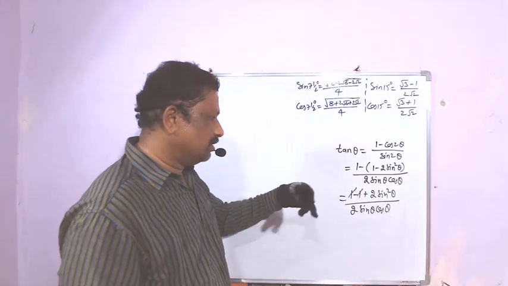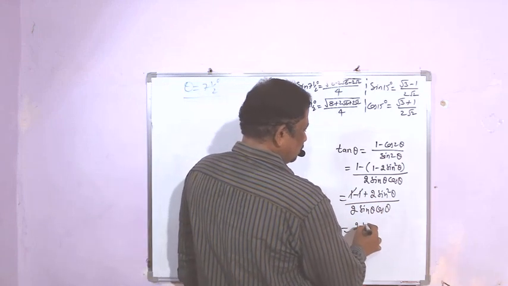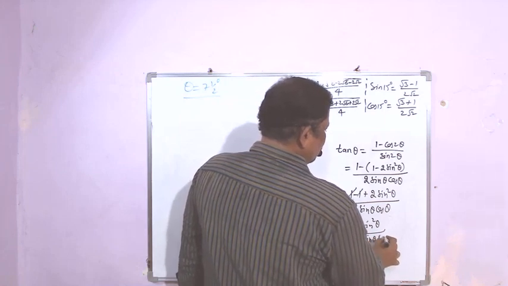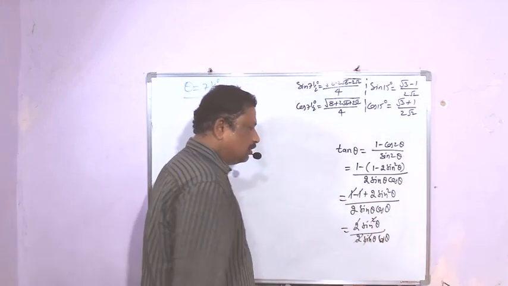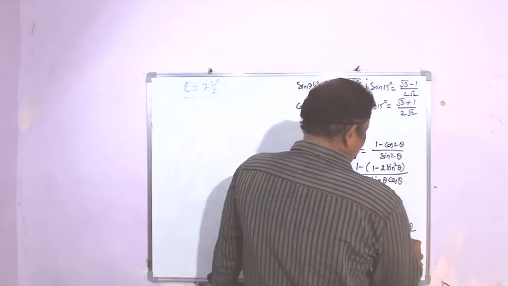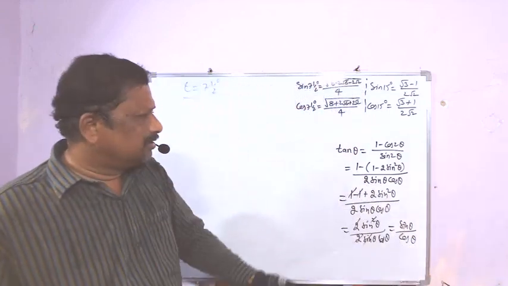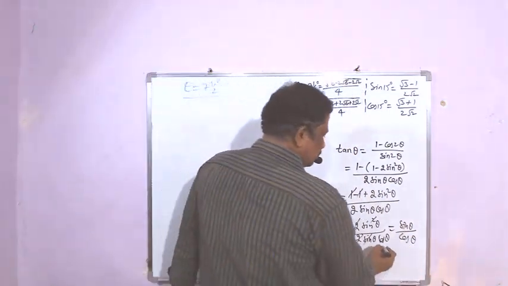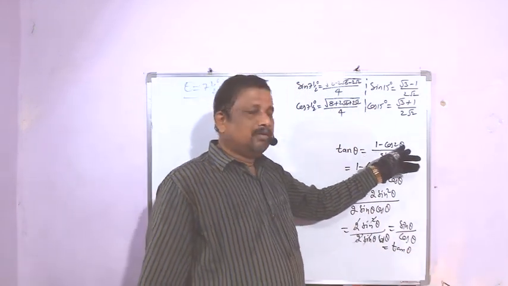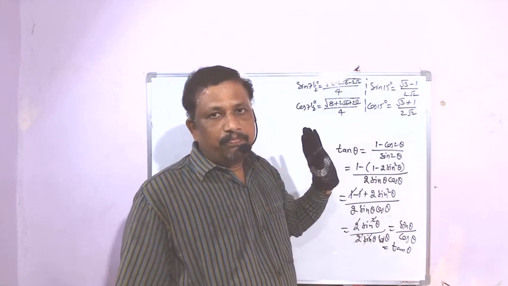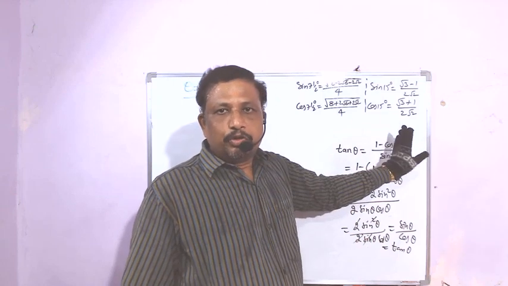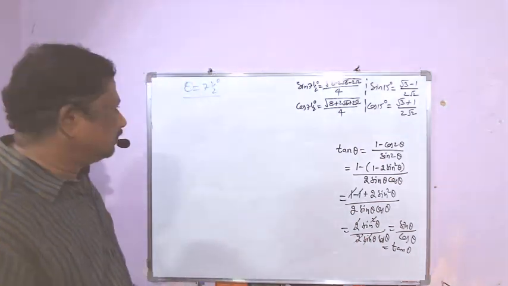Plus 1 minus 1 gets cancelled. So what is left behind? 2 sin square theta by 2 sin theta into cos theta. One sin theta and 2 also get cancelled. What is left behind? Sin theta by cos theta. Sin theta by cos theta is nothing but tan theta, no? Therefore, I am going to write tan theta in the form of cos 2 theta and sin 2 theta, so that we can make 7.5 into 15 degrees. We are converting 7.5 degrees to 15 degrees. So let us convert this one.